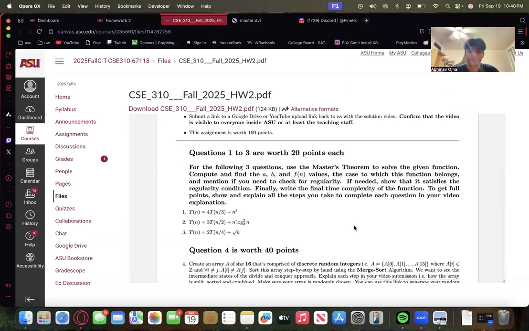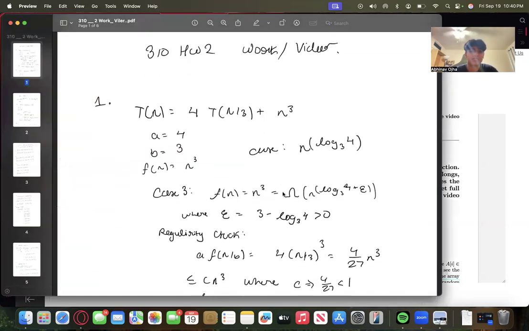So here's the overview. The first question was asking to use the Master's theorem to solve the given functions and compute and find a, b, and f of n and their values from the given functions, and mention which case the function belongs to, and obviously the regularity condition if it's case 3, and finally write the full time complexity of the function. Okay, so let's start with the first one.